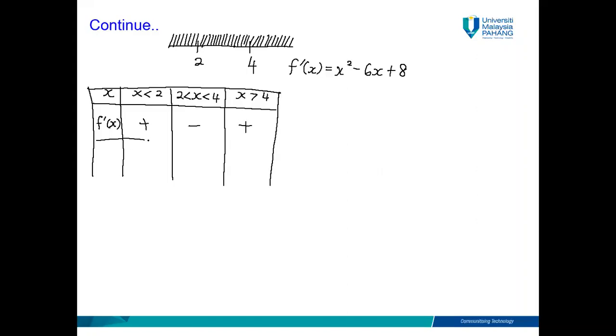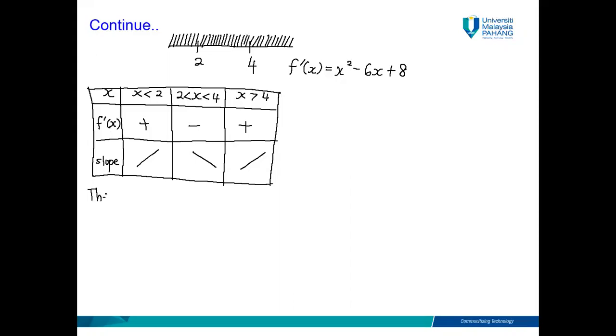Alright, so next is the slope. For x less than 2, f prime is positive, so the slope is increasing. In between, it is negative, so the slope is decreasing. This one is positive, so the slope is of course increasing. So what can you conclude now?